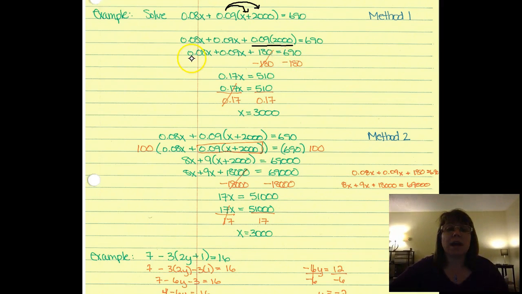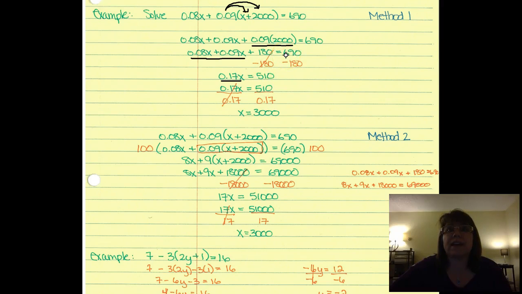I can combine the x's together and I have 0.17x. I'm going to subtract 180 from the left-hand side, bring it over to the right-hand side by subtracting 180 from both sides. That gives me 510.